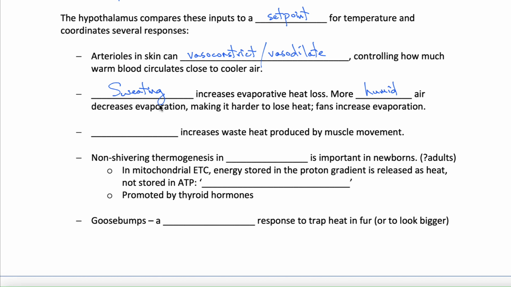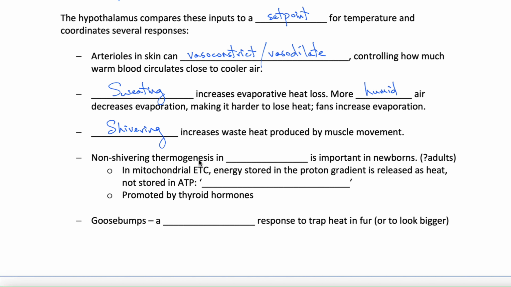So sweating is a mechanism for helping us cool off, and shivering is a mechanism for helping us warm up. Shivering increases waste heat produced by muscle movement. When you move your muscles, some of the energy goes into moving your muscles, and some of it is lost as waste heat. By increasing the amount of muscle movement through shivering, we don't actually move our bodies forward in space, but we increase the amount of waste heat that's being produced by all those little bits of muscle movement.